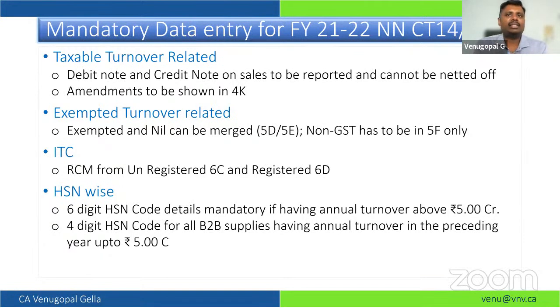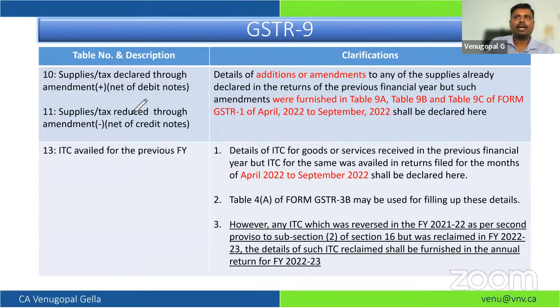ITC between registered and unregistered, you have to make segregations. Table 17, HSN wise reporting is mandatory now. The 6-digit code for the turnover more than 5 crores, and you have to report it at 4 digits if the turnover is less than 5 crores. These have become mandatory. Certain exemptions which were there earlier are continuing. The additions, amendments, you will be showing between April to September, whatever amendments you have done, in table 10 and 11.